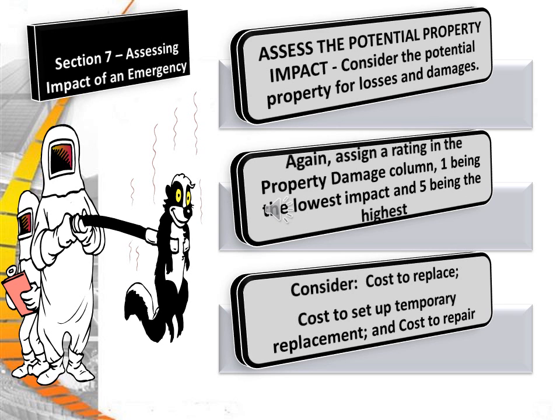Assess the potential property impact, considering the potential for property losses and damage. Again, assign a rating in the property damage column, 1 being the lowest and 5 being the highest. Consider the cost to replace, the cost to set up temporary replacement, and the cost to repair.